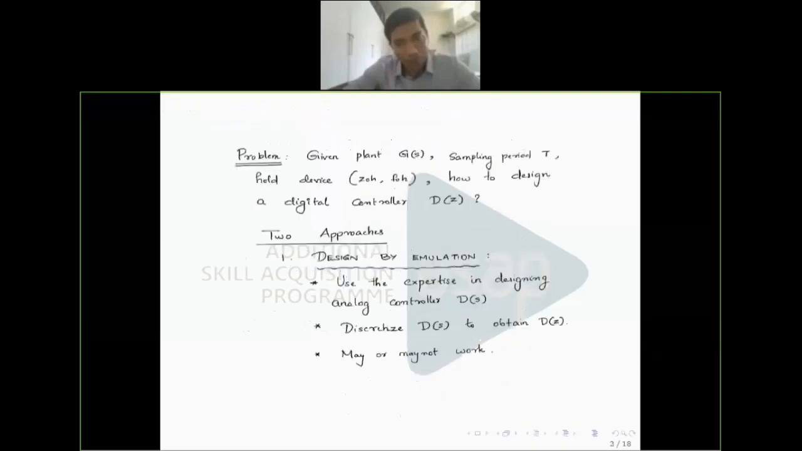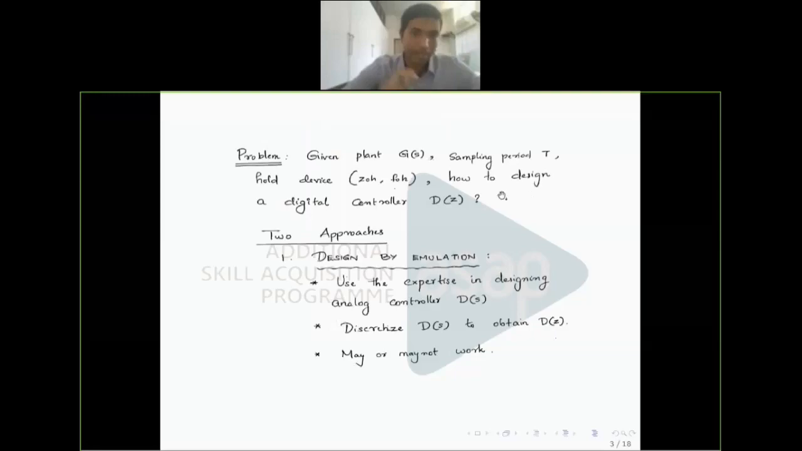So I'll just restate the problem. If you are given a continuous time plant, remember the plant is generally continuous time, and if you know the sampling period and the hold device that you are using, how to design such a digital controller is the problem in designing digital controller. So I'll just repeat it once again. If you are given the continuous time plant G of S and sampling period capital T, and if you know the type of hold device that you are using, how to design a digital controller D of Z?